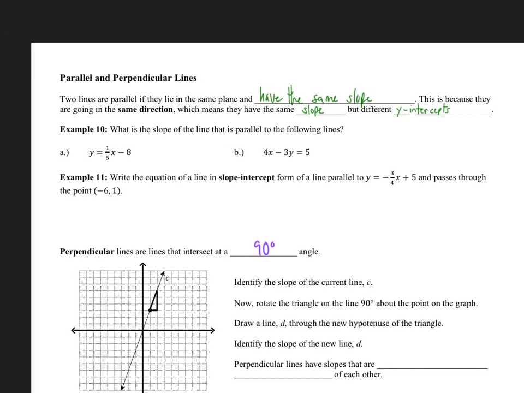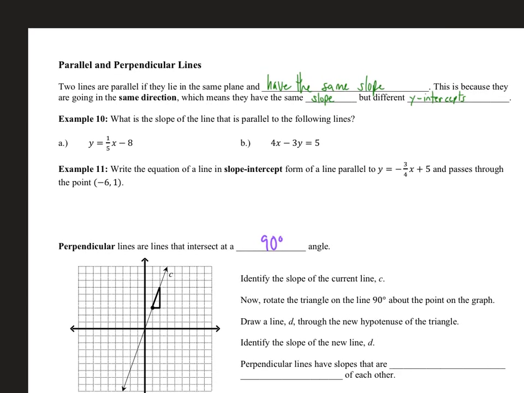Parallel and perpendicular lines, definitely something you guys have talked a lot about before. Two lines are parallel, of course, if they lie in the same plane and have the same slope. Okay, so if they're going in the same direction, right? If lines go in the same direction, that means they won't cross, and so that means they have to have the same slope. Slope and direction are kind of a similar concept, but different y-intercepts. So if we think about what parallel lines look like.